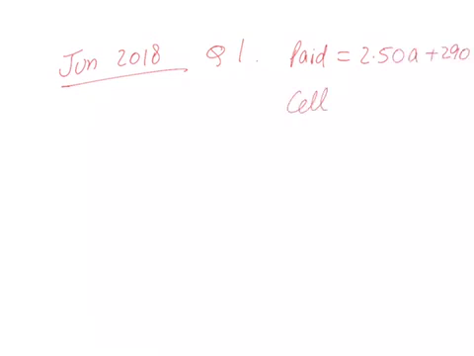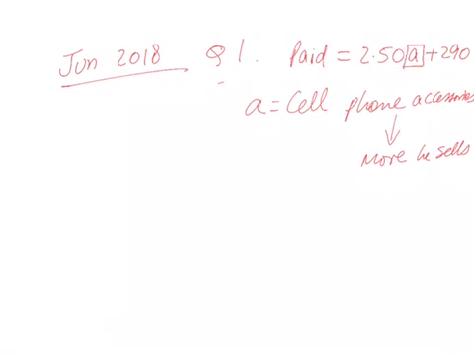Alright, June 2018, question 1. Now Mike is getting paid this way, so the pay rate, this is how he's getting paid: 250A plus 290. He's selling cell phone accessories, right? And these are A. So the more he sells, he'll make more money, right? So A will determine how much money he's going to end up getting.